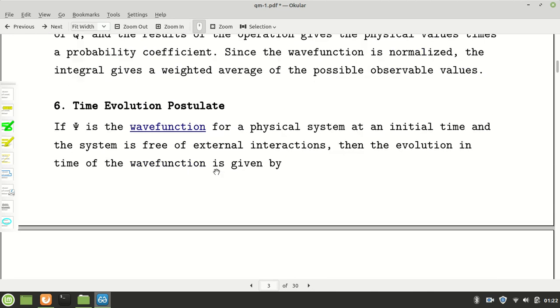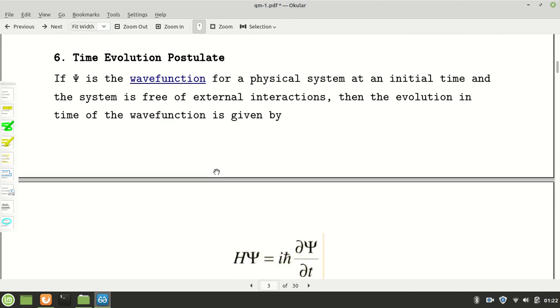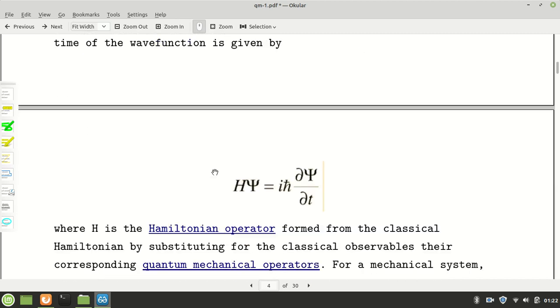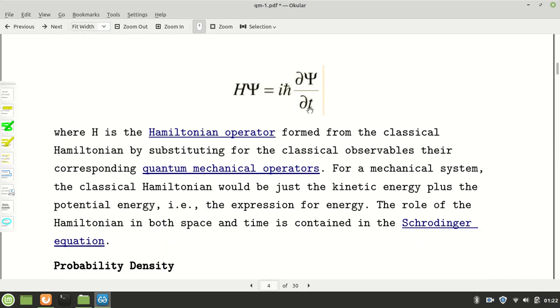And the sixth postulate is the time evolution. So you have the wave function, that is the state at a given point of time. What is the state of the system at a later point of time? That is, the wave function should vary with time, and the equation responsible for the time evolution of the wave function is this. This is the time dependent Schrodinger equation, where Hψ is equal to iħ ∂ψ/∂t.